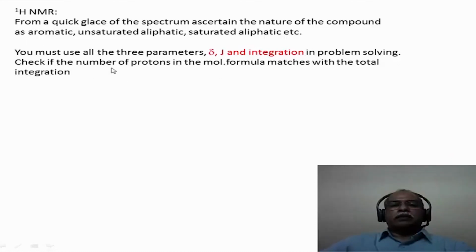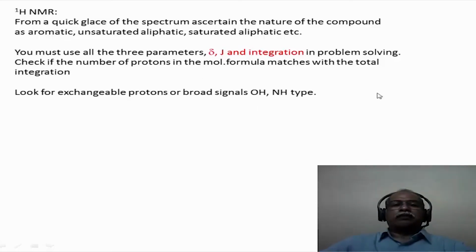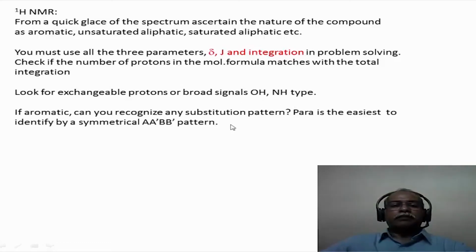Check if the number of protons in the molecular formula matches the total integration, because each integration would correspond to a certain number of hydrogens. If you add up all the integrations, that should match the number of hydrogens present in the molecular formula of the compound. Look for exchangeable hydrogens. They are easy to identify because they are very broad, and usually the D2O exchange information is often given in the spectral data.